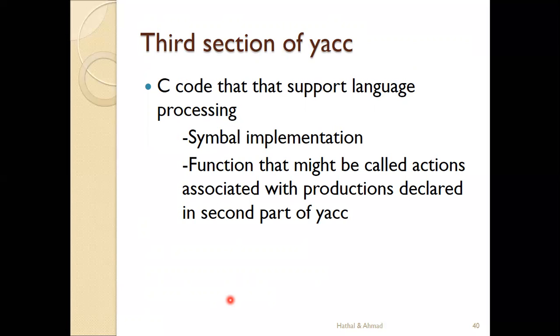The third section of Yacc contains the C code, and this C code supports the language processing, such as the symbol table implementations, and functions that might be called by the actions associated with the productions. These productions and their associated actions are declared in the second part of Yacc. The C code means the implementation of the functions is defined in the third section of Yacc.